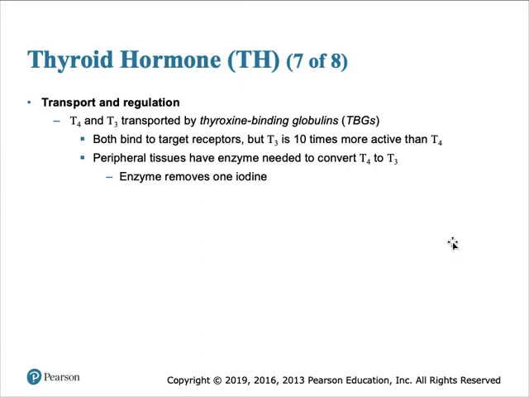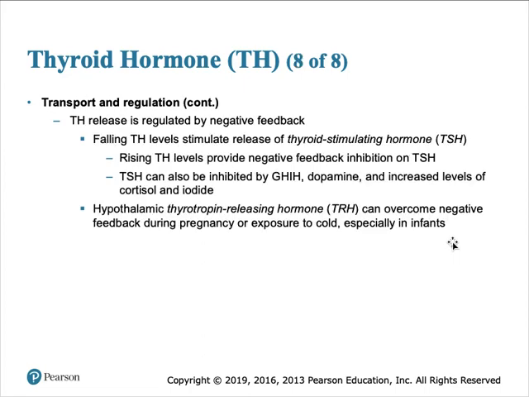All right, so kind of continue with the process. Thyroid hormone is regulated by negative feedback, so if you have decreased levels of thyroid hormone, it stimulates the release of thyroid-stimulating hormone. The rising TH levels provide negative feedback to block TSH, just like every other hormone we've talked about so far. That's an anterior pituitary hormone. The TSH can also be inhibited by GHIH. We already talked about that inhibiting hormone, as well as dopamine, and increased levels of some other things in the blood.